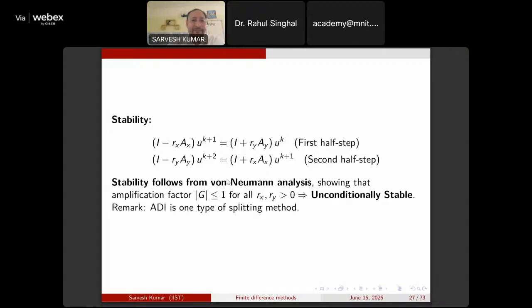Now if you look at the stability, I can rewrite this system in this fashion. AX is the matrix which I have just shown to you, right? The structure and A1. So with this, again, I can show that this matrix G, if you compute, is less than or equal to 1 when this is positive. So this could be R1, R2. I thought, okay, it's a typo. So this is unconditionally stable.